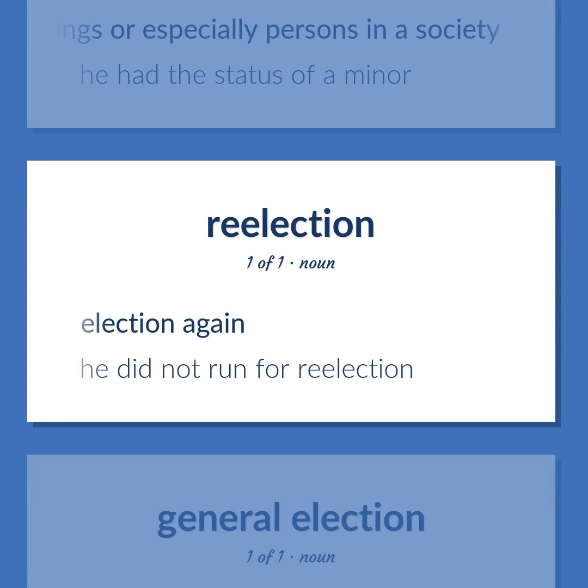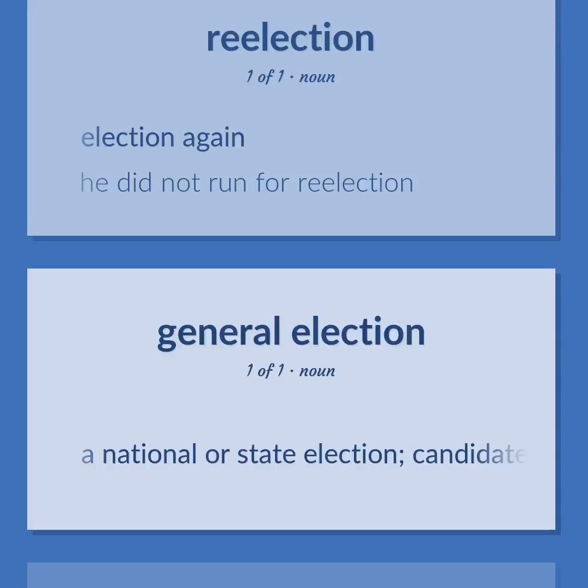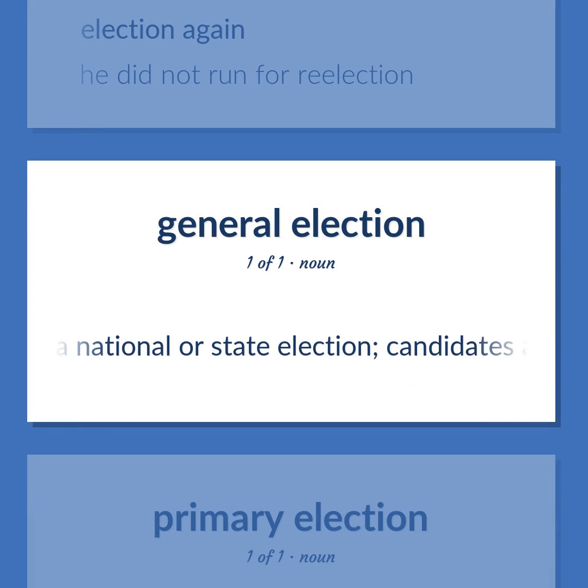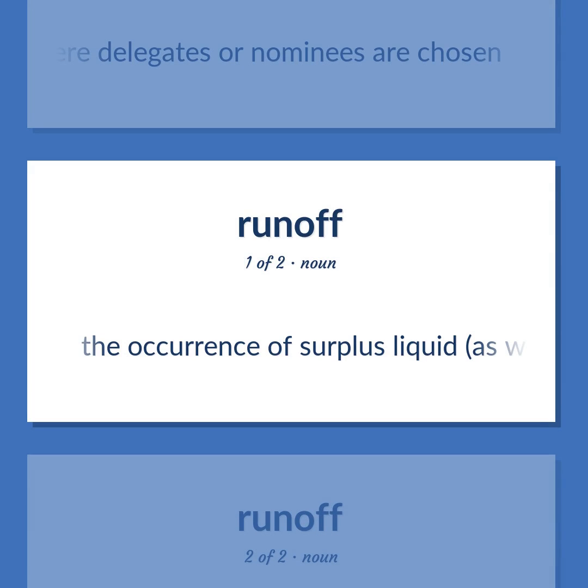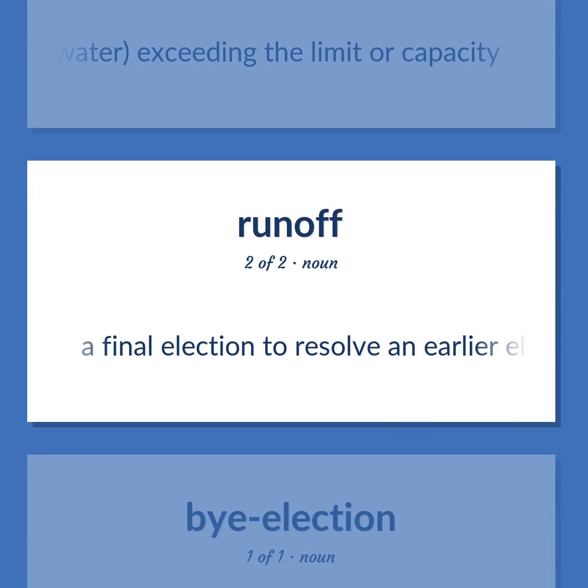Election again. He did not run for re-election. A national or state election. Candidates are chosen in all constituencies. A preliminary election where delegates or nominees are chosen. The occurrence of surplus liquid, as water, exceeding the limit or capacity. A final election to resolve an earlier election that did not produce a winner.